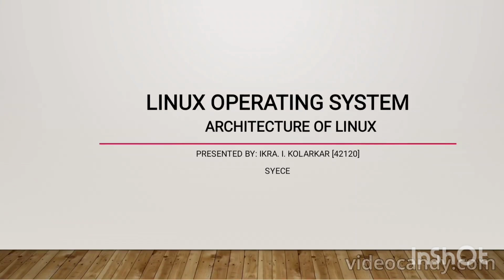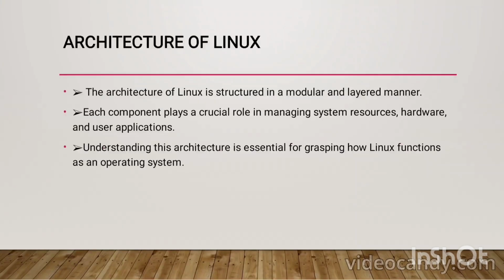Today I am going to present my topic, Architecture of Linux. First we will see what is Linux. Linux is a Unix-like operating system that is widely used in servers, desktops, mobile devices and embedded systems. Its architecture is modular, which makes it powerful, flexible and stable.